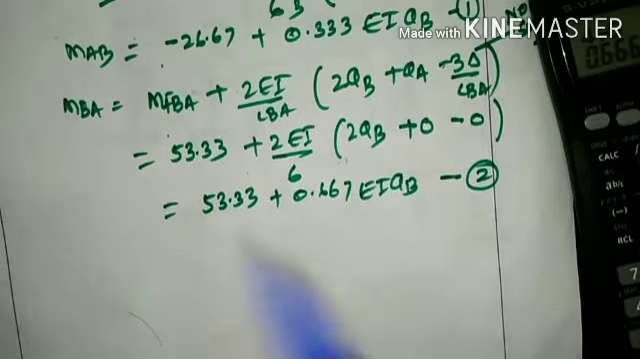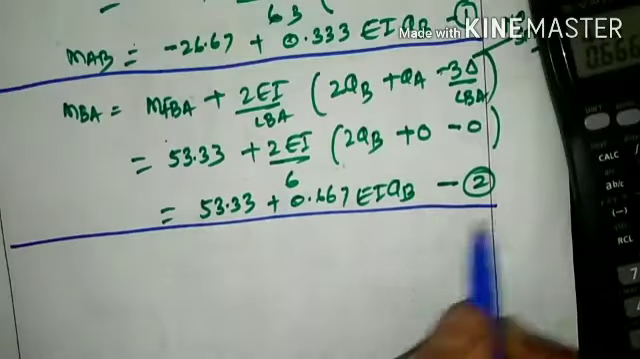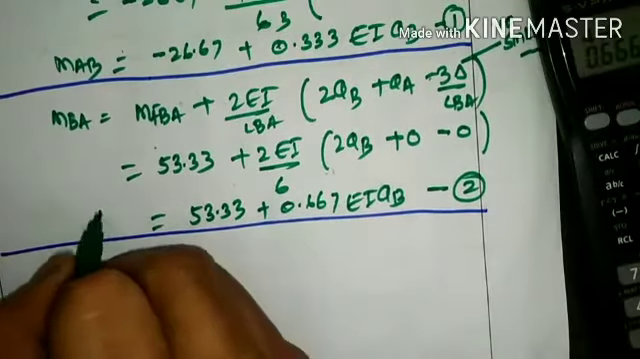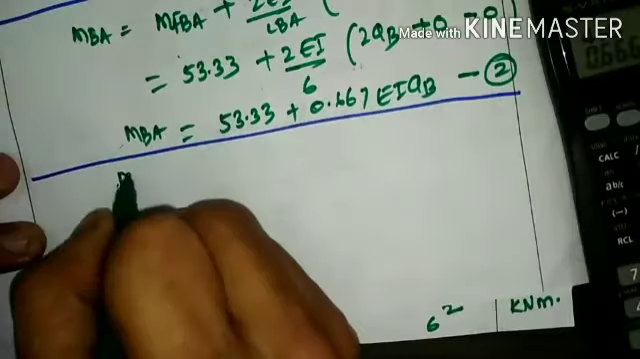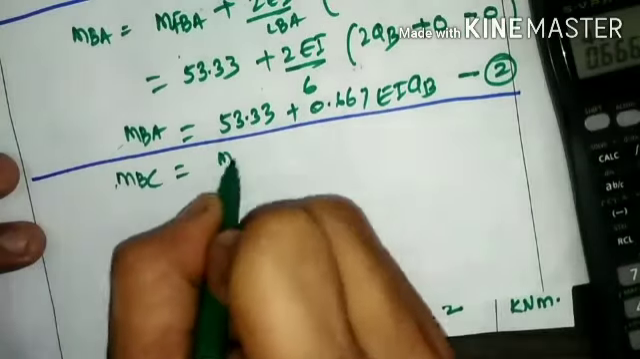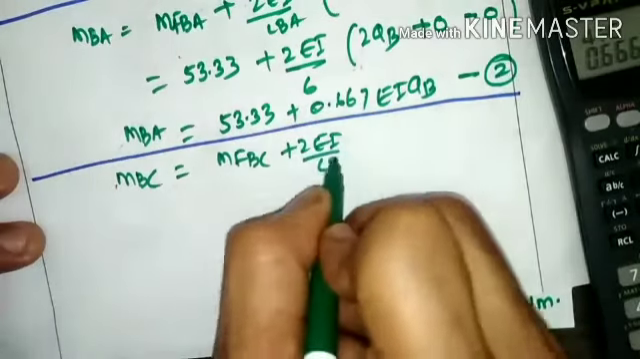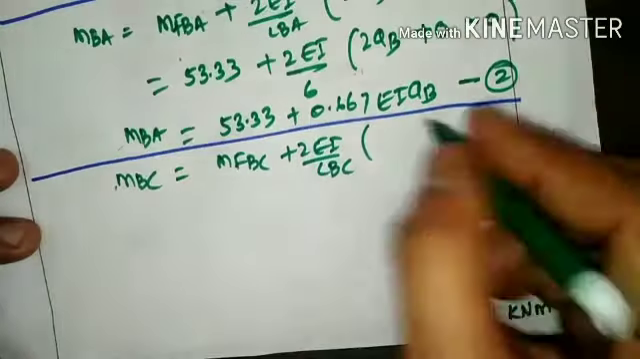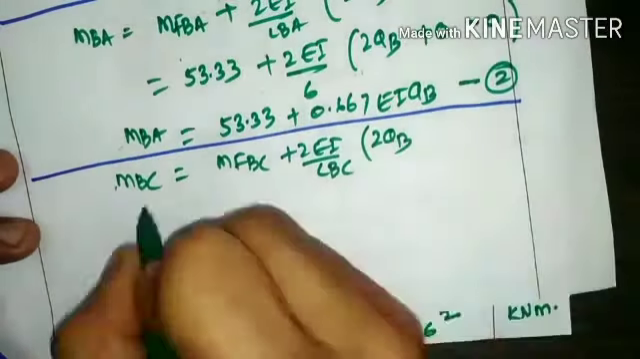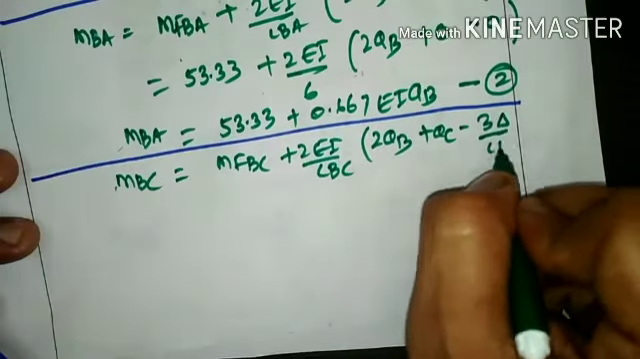So the first equation is A to B. The second equation is B to A. The next equation will be B to C. To start with B to C, I shall write the equation as MBC, that is MFBC plus 2EI divided by LBC. Now you can straight away write the equation. It is B here, so it shall be written as 2 theta B. The next alphabet is C, so it shall be written as theta C minus 3 delta divided by LBC.